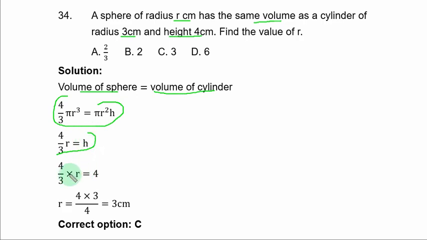So you have 4 over 3 times r equal to 4. To get r, you first clear the fractions, and you have 4 times r equal to 4 times 3. Divide both sides by 4. You have r equal to 4 times 3 divided by 4. By the time 4 cancels 4, you have 3, 3 cm remaining. So C is the correct option.